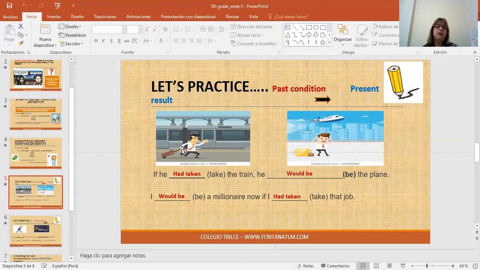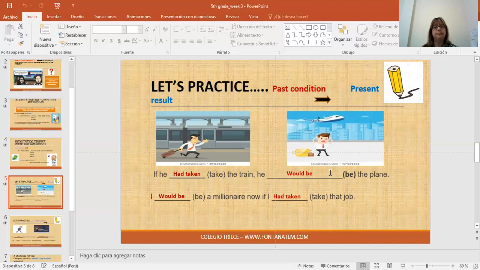Look at the image. He is trying to get something. What is he trying to get? He's trying to get the train. Why is he so desperate to get the train? Because he has to be at the airport. But let's see what's going to happen here. If he had taken the train, he would get the plane on time. But he didn't get the train. That's too bad for him, okay?